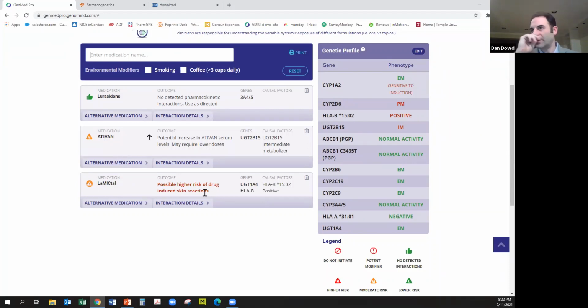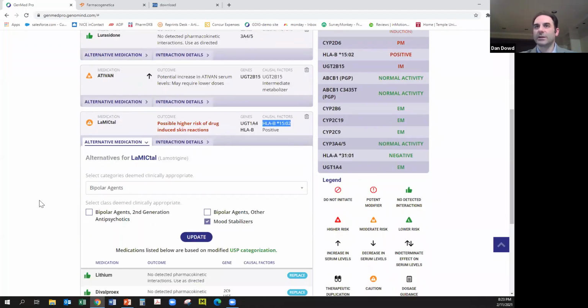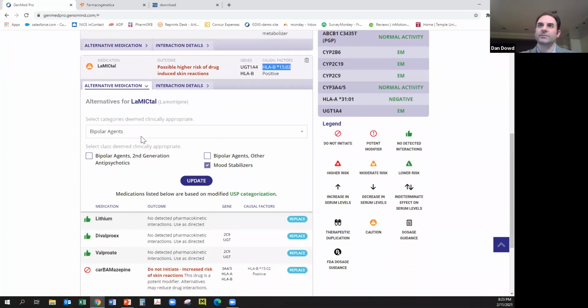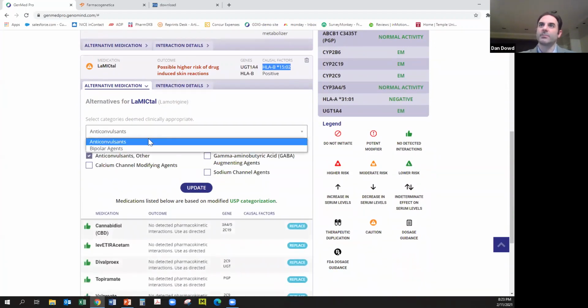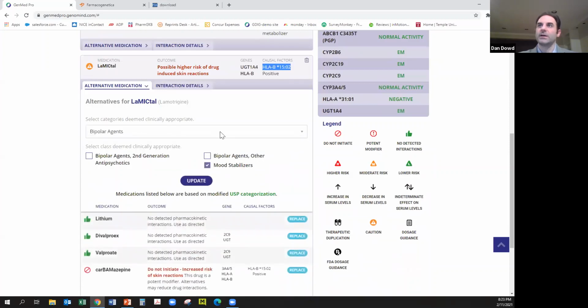Now, this is not a pharmacokinetic interaction, but this is related to the HLA-B genotype. Having this genotype increases your risk of Stevens-Johnson by about 2.5 to 3-fold. So I probably wouldn't be all that comfortable with Lamictal. If we look at some alternatives here, keep in mind Lamictal is used for bipolar, but it's also an anticonvulsant. So you can filter by multiple different categories. And then again, you can filter by multiple different subclasses.